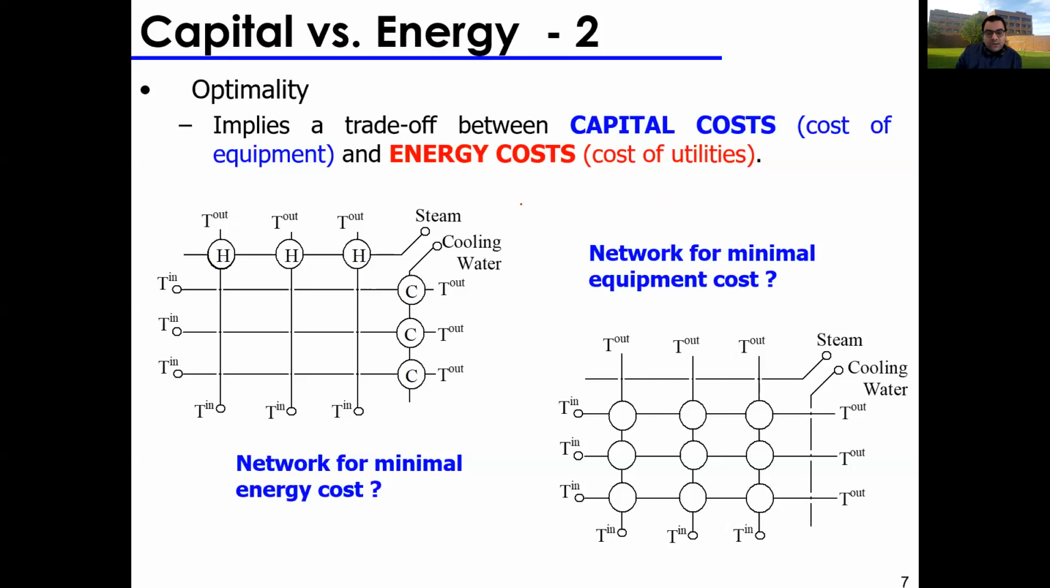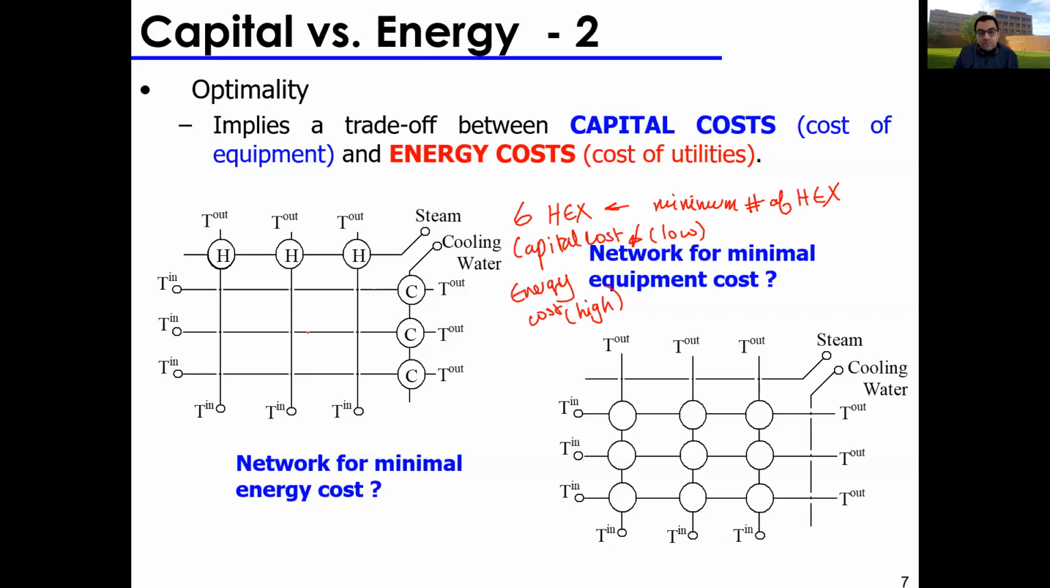So I have this design, I have 6 heat exchangers, which is the minimum number of heat exchangers. In this scenario, my capital cost is low, right? And my energy cost is high, because I don't use any of the energy already available in the streams.